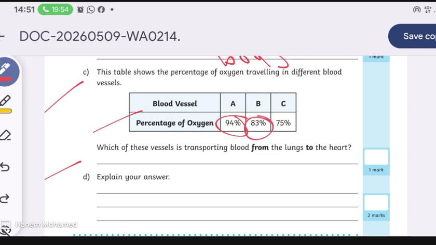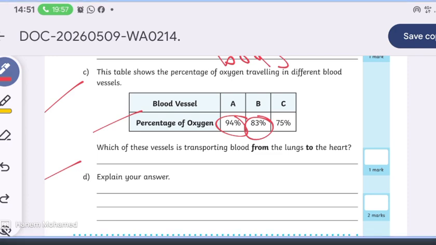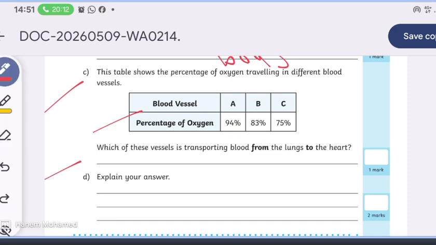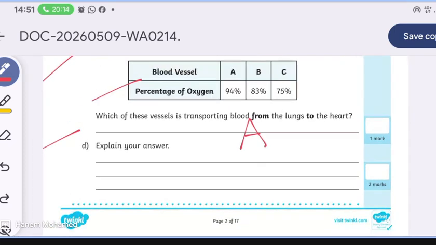B. Why is that? The lung will give the heart more oxygen. The lung will take the oxygen from the air. So do you think that the blood will have less oxygen or the highest oxygen ever? Highest oxygen. Which is what, letter A, B, or C? B. A. And explain your answer. Now I explain it for you. So we said because this is the highest percentage of oxygen, and because the lungs collect oxygen to give it to the heart, it is giving the heart oxygenated blood, right?